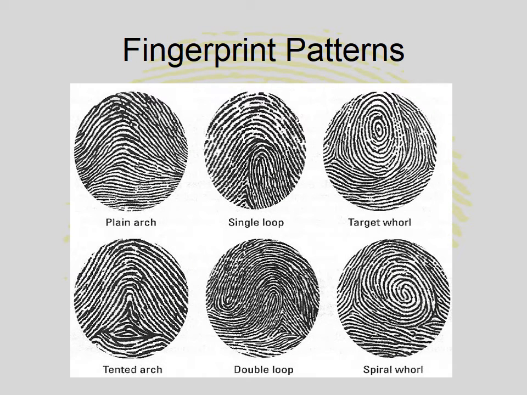Fingerprint patterns include the arch, the loop, and the whorl. And you can see the arch is simply an arch pattern. It does not circle back into itself. And that's the primary difference between an arch pattern and other patterns. Whereas you see the loop, it's a single loop. It's not a circle. It's still sort of an arch, but it loops back into itself.